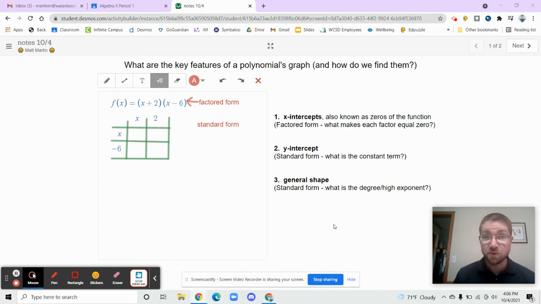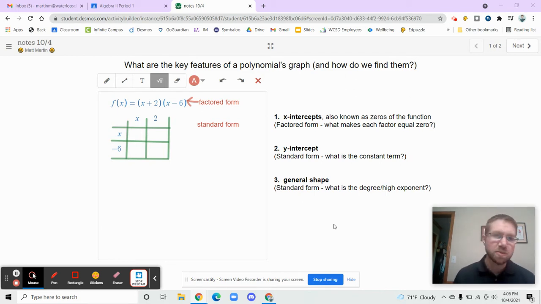Anyway, if I ask about the key features of a polynomial's graph, there are really three things I'm looking for: the x-intercepts, the y-intercepts, and the overall shape of the function. Now, one of those things, the x-intercepts, also known as the zeros, is easiest to find in factored form. For the y-intercept and for the general shape, standard form is probably going to work better for us.